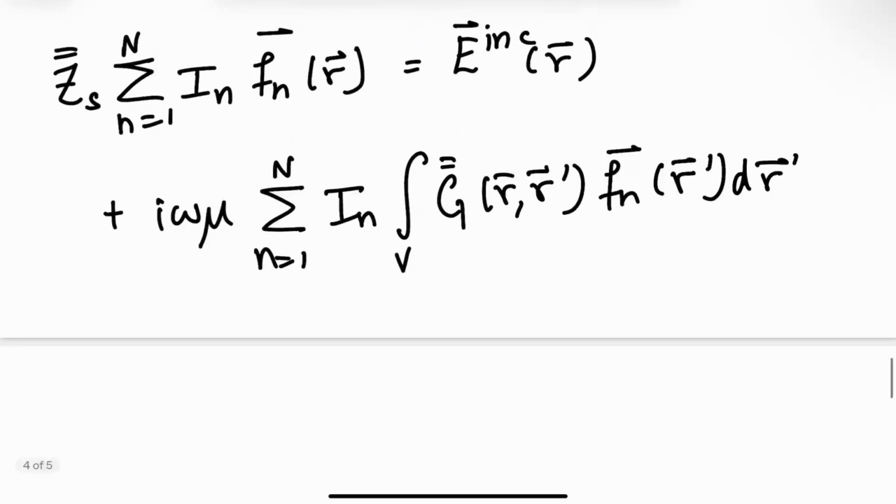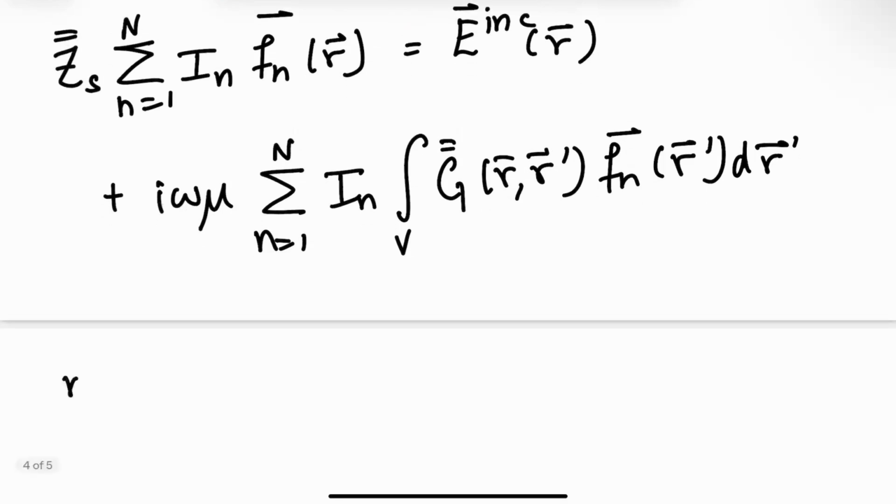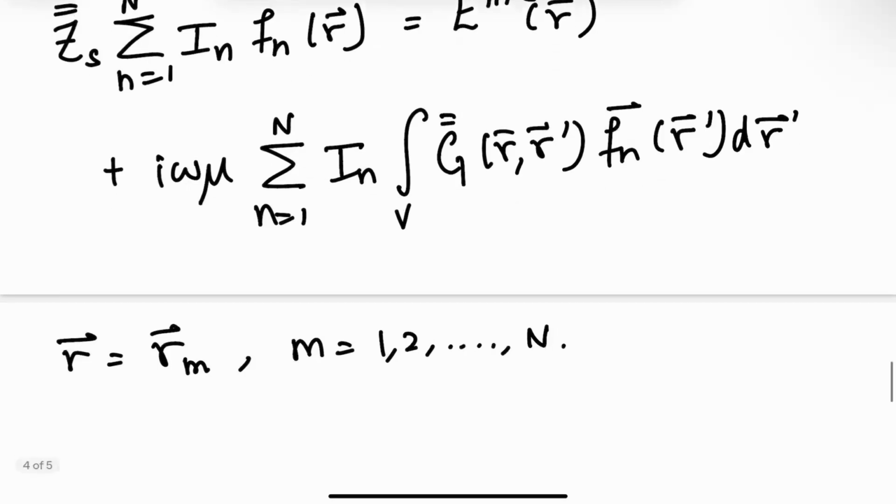Essentially, we want to get N equations. So how do you do that? You can evaluate this at N number of points, which we'll label with the index m, where m equals 1, 2, all the way up to N. So that gives us N equations.